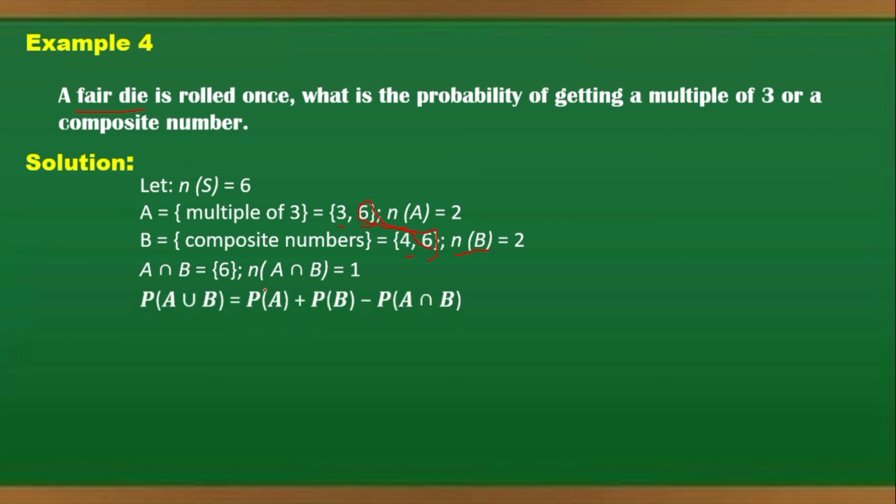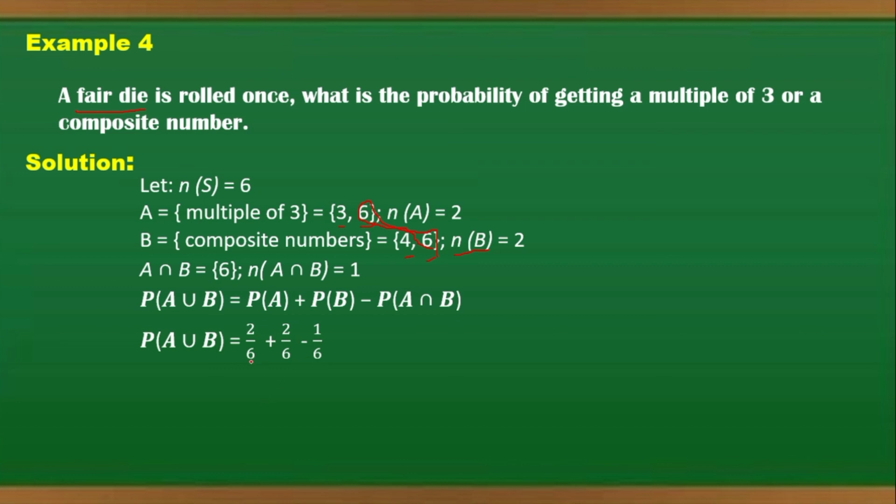Let's substitute. Probability of A union B is equal to probability of A plus probability of B minus probability of A intersection B. Probability of A union B is equal to 2 over 6 plus 2 over 6 minus 1 over 6. Let's add 2 and 2. So we will get 4 minus 1 is equal to 3.